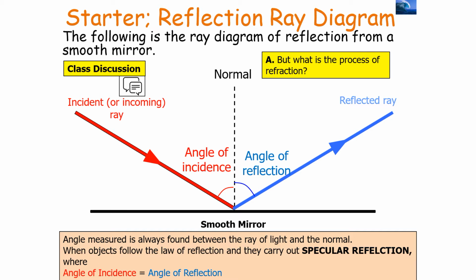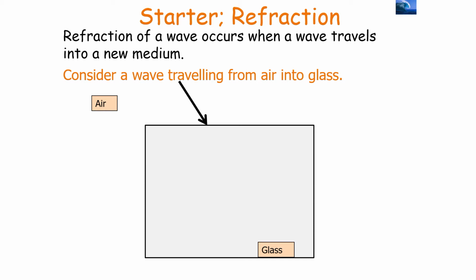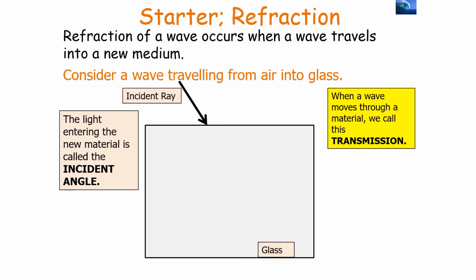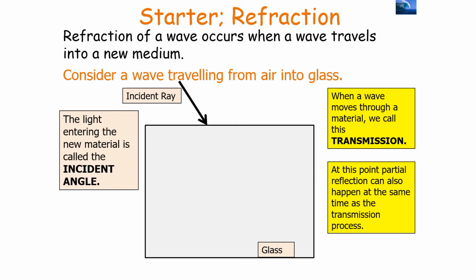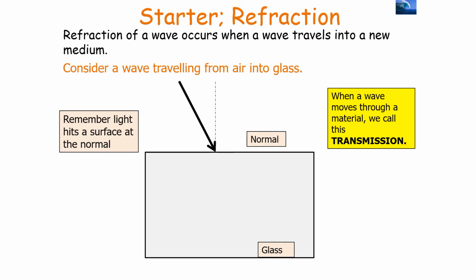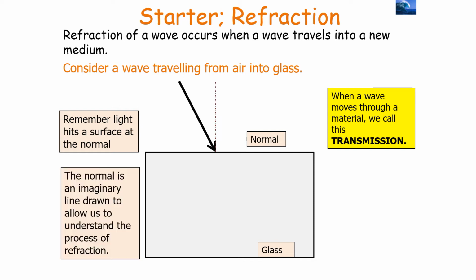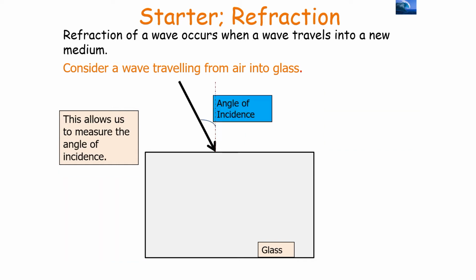But what is the process of refraction? Now refraction of a wave occurs when a wave travels into a new medium. So let's consider a wave traveling from air into glass. Now the light entering the new material is at the incident angle, it's the incident ray. So when a wave moves through a material we call this transmission. Now at this point when the wave encounters the new material, partial reflection can also happen at the same time as the transmission process. Now the light will hit a surface at the normal as shown on the diagram. Now the normal, as we said, is an imaginary line drawn to allow us to understand the process of refraction, so it allows us to measure out our angle of incidence.